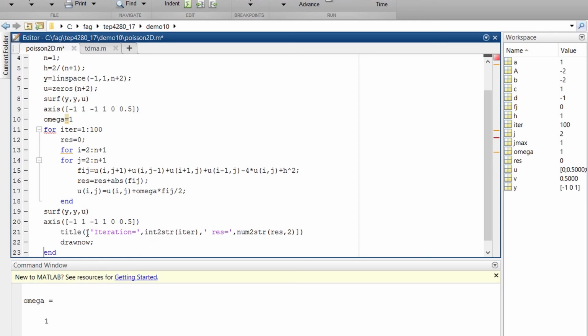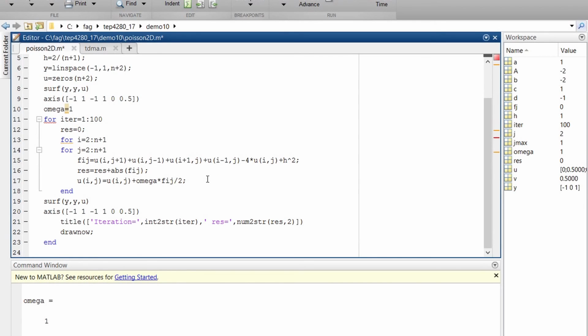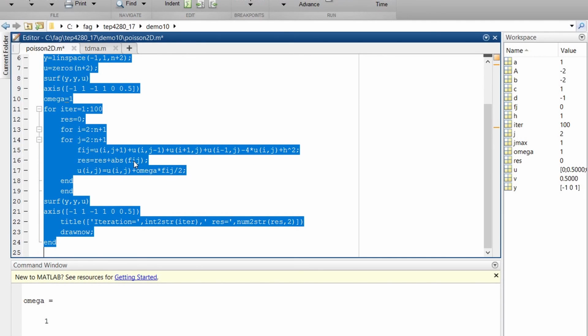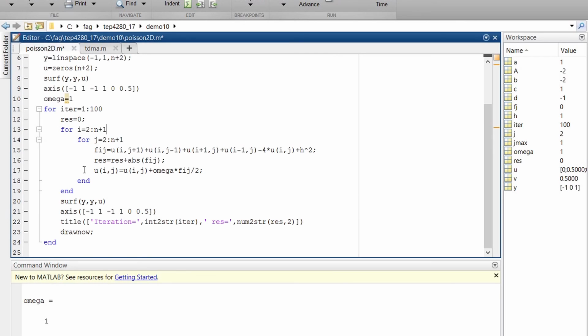Should be correct, I think. Yeah, let's try it. I'm missing an end here, don't I? Yes. Let's have another end. When you have messed up your code with an additional loop, you can reorganize it: select everything, control A, and then control I, which automatically adjusts the indent so it will be correct. Let's just try that one and see what happens.